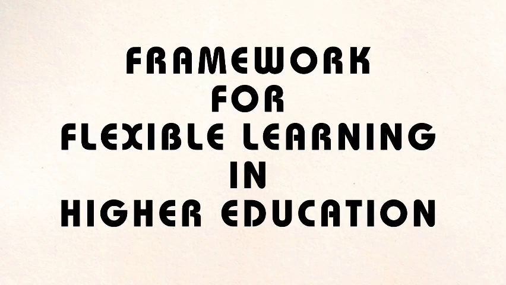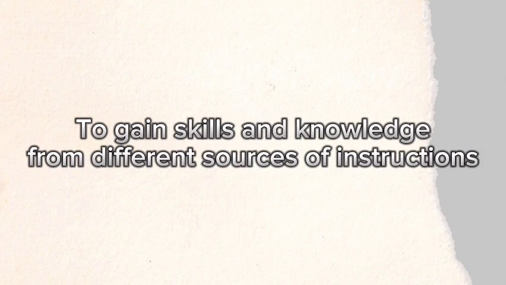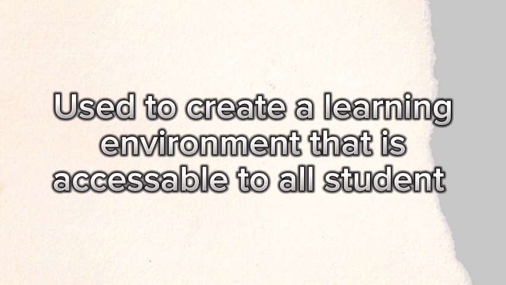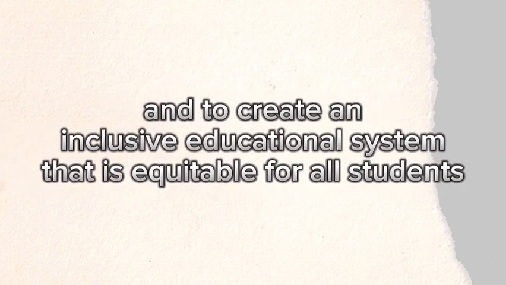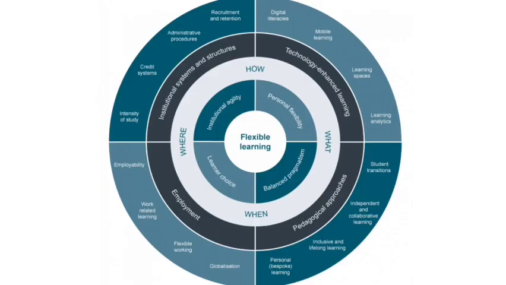Now, the framework for flexible learning in higher education. This framework is designed to be an efficient and effective way to allow students to gain skills and knowledge from different sources of instruction without being limited by physical and geographical constraints. It can be used to create a learning environment that is more accessible to all students, regardless of their location and income level, and to create an inclusive educational system that is equitable for all students. So this is the essential framework for enhancing student success in flexible learning in higher education.